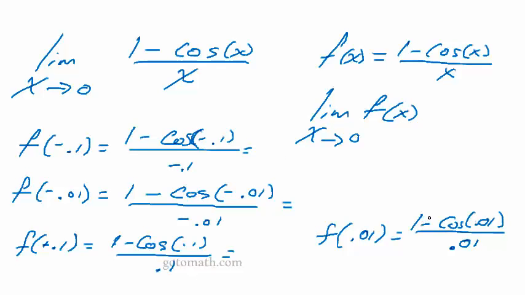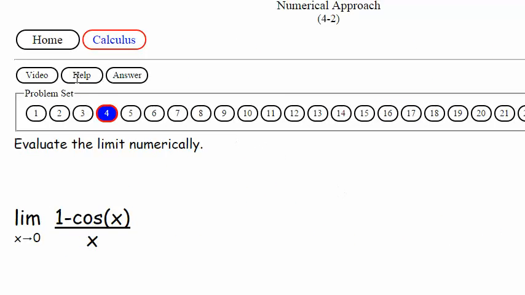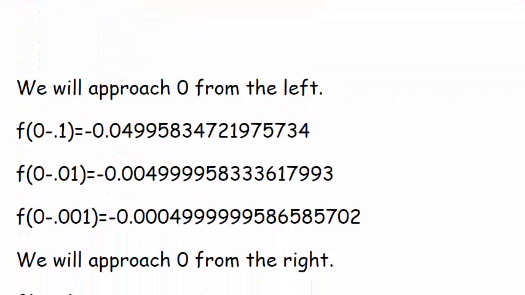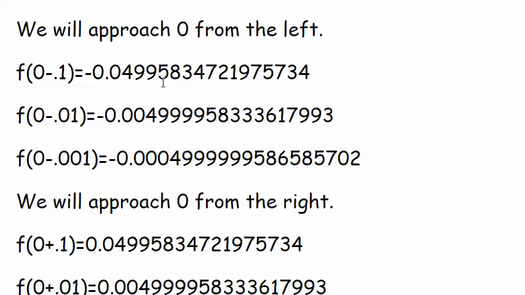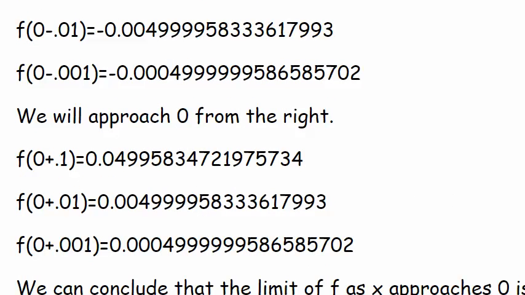Let's actually move over here and see what these numbers actually are. So we're coming in from the left, approaching 0 from the left-hand side. When we plugged in f of negative 0.1, we got negative 0.049958. And then, of course, as you can see here, it looks to me like this number's going to 0. And coming in from the right-hand side, okay, what's happening? It looks like it's going to 0 also.